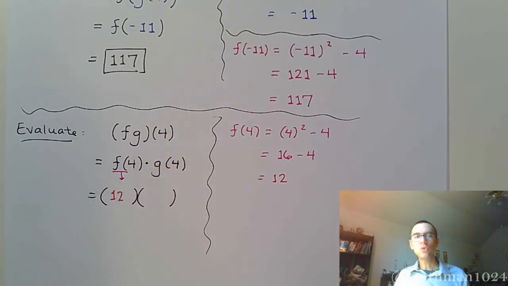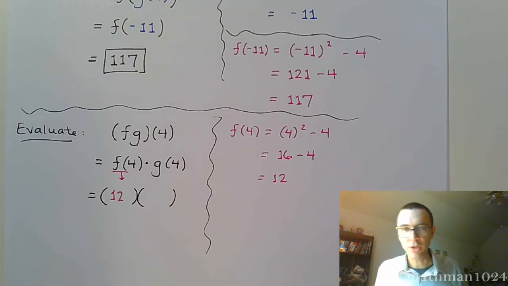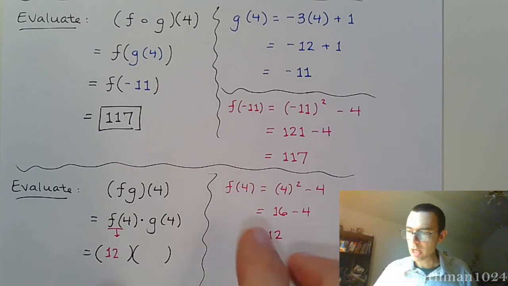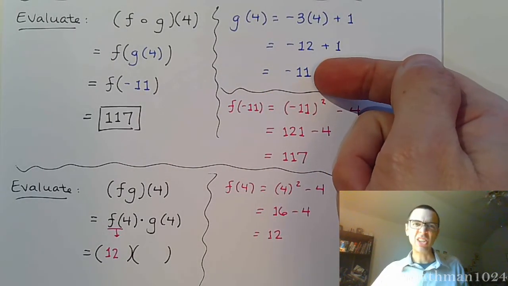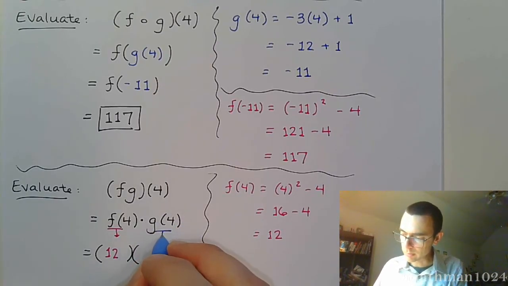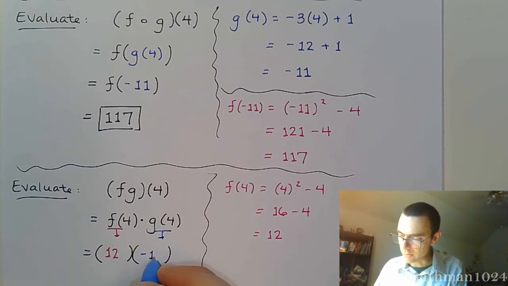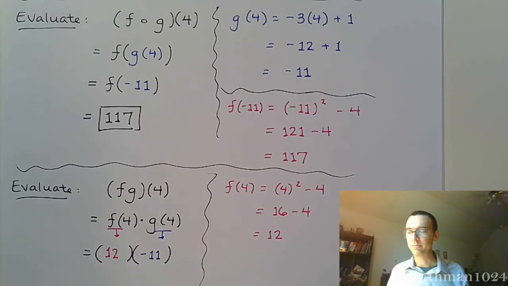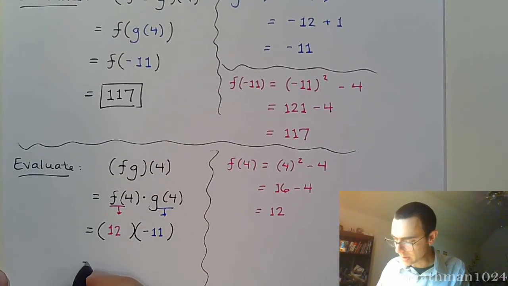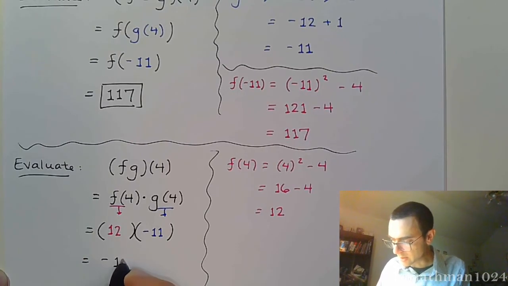Now we could do g of 4, do that off to the side, but you know what? We don't have to do g of 4 off to the side because we already did g of 4 up here. It's the same g, right? So instead of us recreating the wheel, this just becomes negative 11. And we multiply these guys to finish the problem. And we get negative 132.